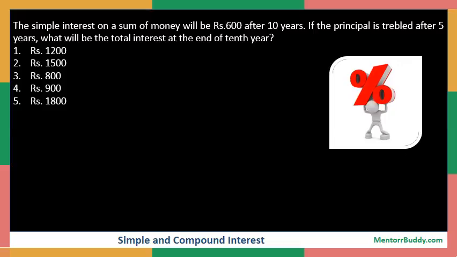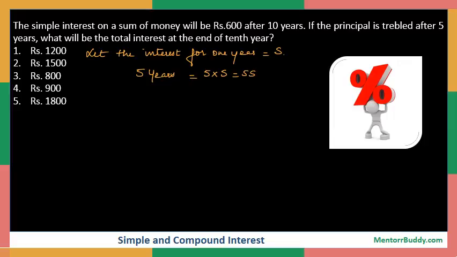First of all, let me assume the interest for 1 year be S. Therefore, when we are talking about 10 years, for the first 5 years, it will be, because for simple interest, it is the same for every year, 5 times of S.